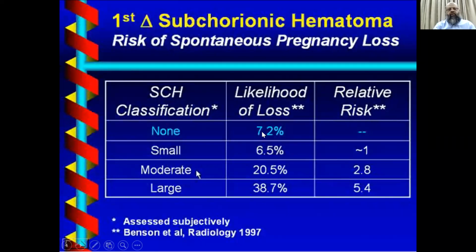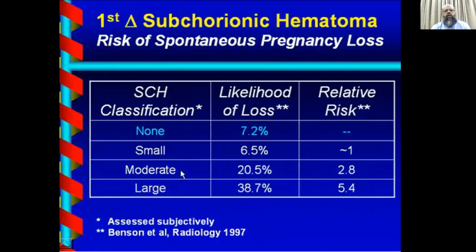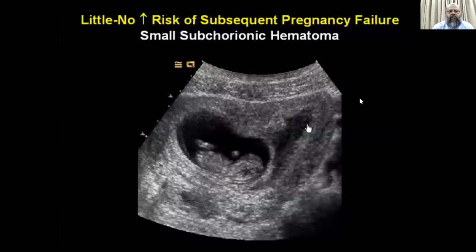A small hematoma is almost within this range, which cannot cause much damage. It comes under the circumstances where we can have loss due to many reasons. So moderate and large hematomas are very important, but we have to keep an eye out even if we get a small hematoma. So this is subchorionic hematoma.